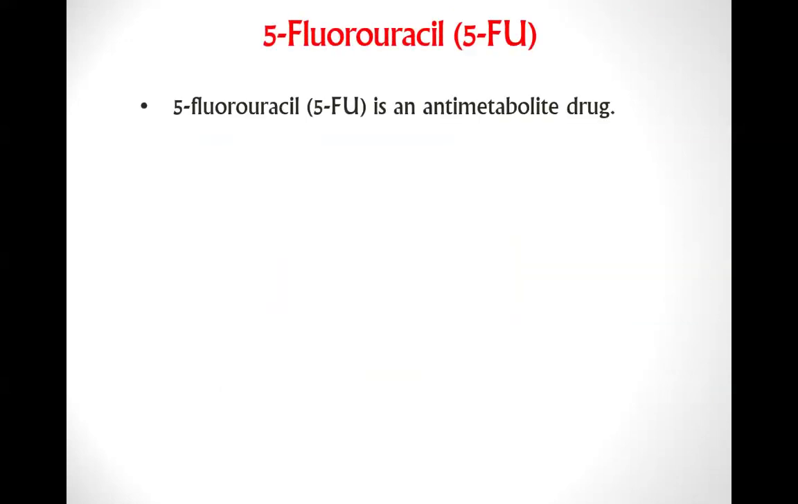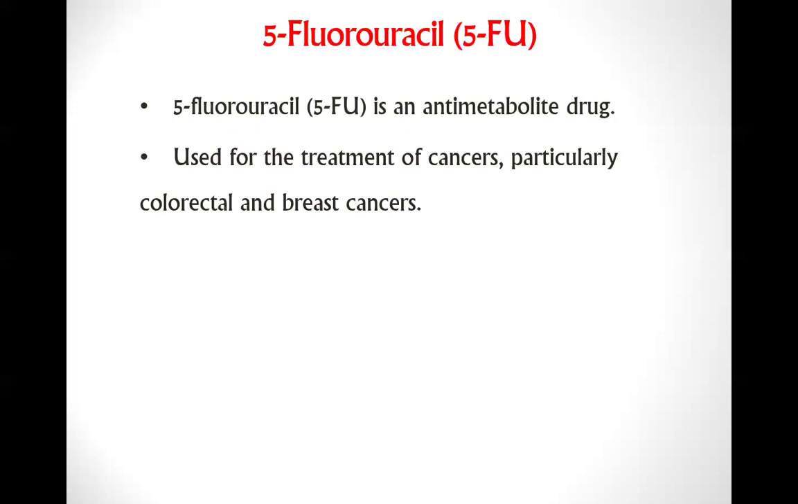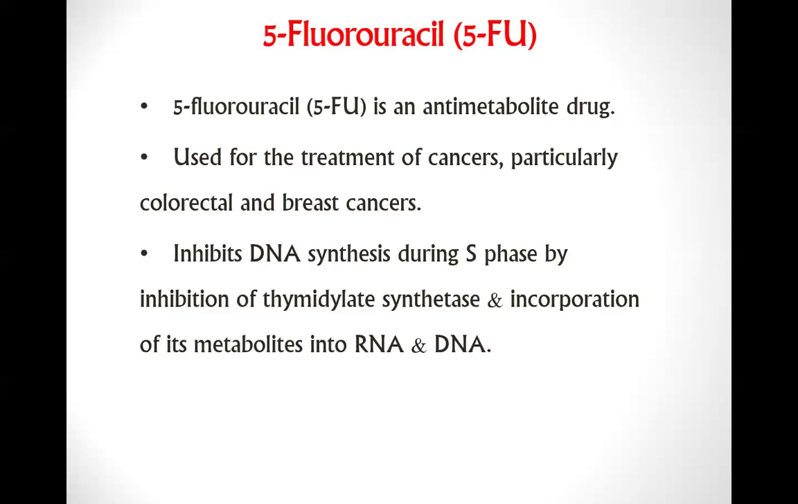So that's it. The last drug is 5-fluorouracil. Once again, it is an anti-metabolite. It inhibits DNA synthesis during S phase by inhibition of thymidylate synthase and incorporation of its metabolites into RNA and DNA, same like methotrexate, but it resembles a different structure. In the previous case, methotrexate, it resembled folic acid. Now it resembles, can you figure out what is the substrate? Which structure does it resemble?